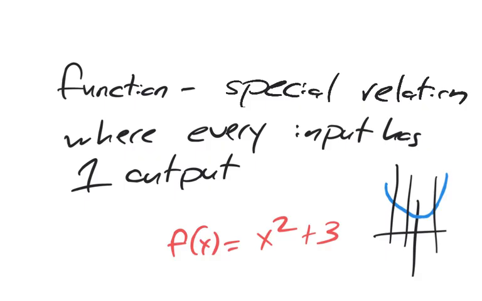Okay, well, let's just pretend like I picked an input 2 for x. What happens if I plug 2 in for x? 2 squared is 4. 4 plus 3 is 7. I plug 2 in, I got a 7 out. Can I ever plug 2 in and get something else out of this function? No. It's always 7. It's never anything else.